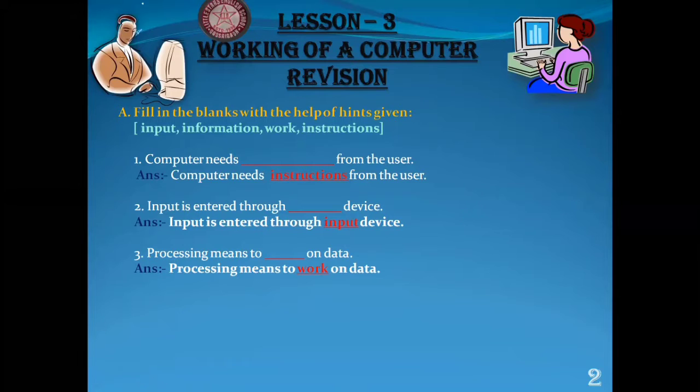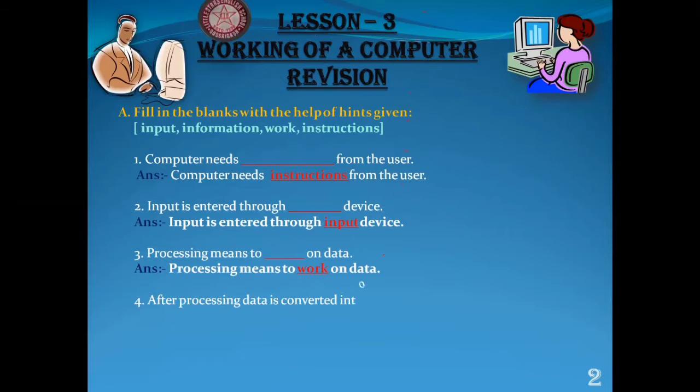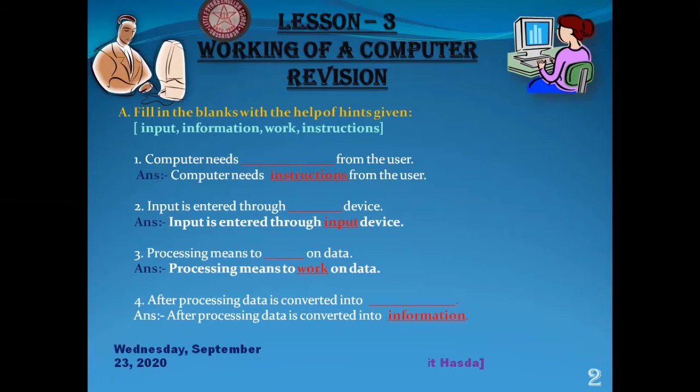Number 4. After processing, data is converted into what? Answer is: after processing, data is converted into information. And one more is there. Oh, this much only. So we will say today computer class. Actually, class 3. There I have written class 4, some mistake. Next one.